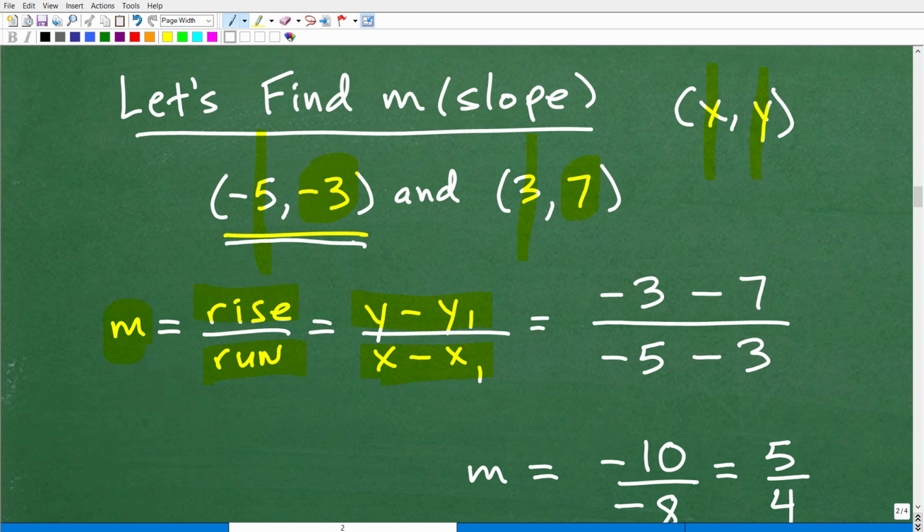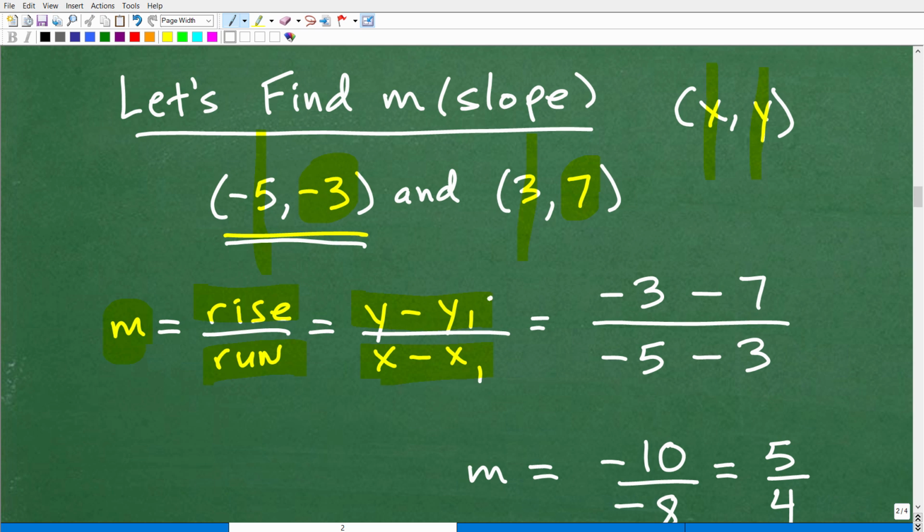You need to watch some of my videos on slope or check out my full algebra course because a ton of students make a ton of mistakes. It's a common error in algebra to calculate the slope incorrectly. You have to be very, very careful on the order.